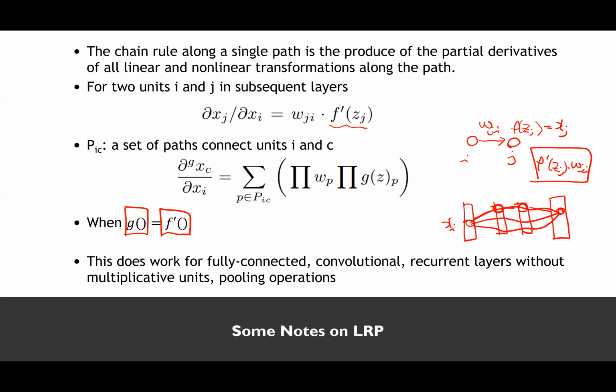Then we can apply this rule to many networks, with fully connected, convolutional, and recurrent layers without multiplicative units or pooling operations. So this is applicable for the fully connected, convolutional, and recurrent layers. We may need to treat the pooling operation separately, and so on.